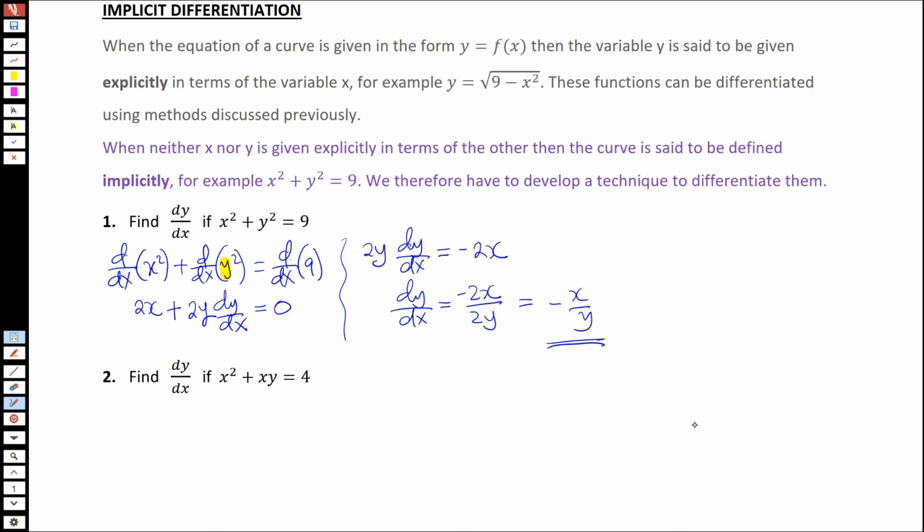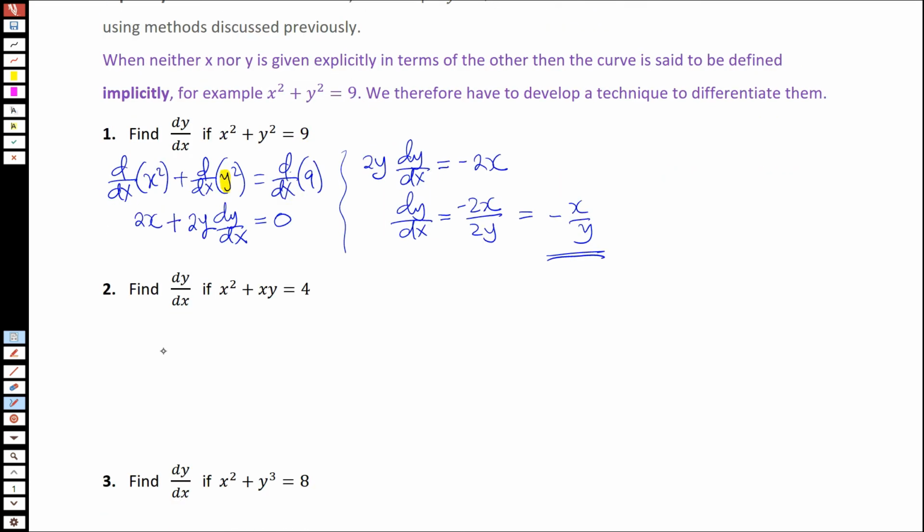Now, number two, we are going to apply the same process. So just remember that you have to differentiate each term one by one. So basically, starting from the left, you have to find the derivative of x squared plus the derivative of xy, and then the derivative of 4. So the derivative of x squared will just be 2x. Now this is a product of two functions, x and y. So we'll have to apply product rule.